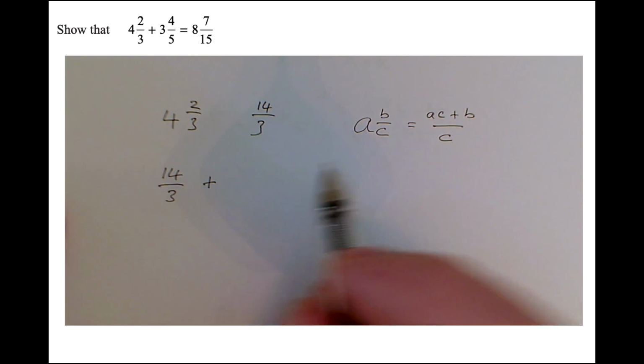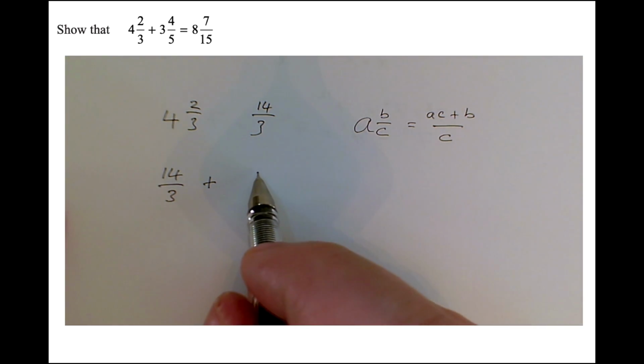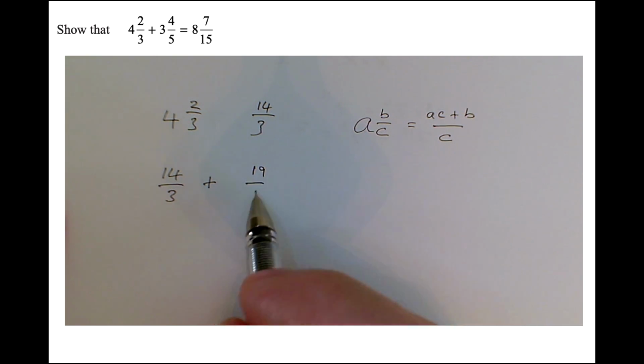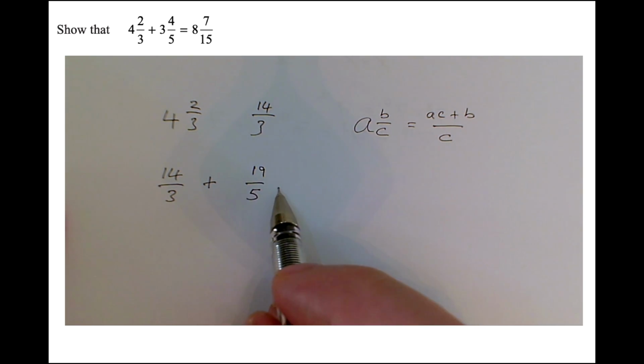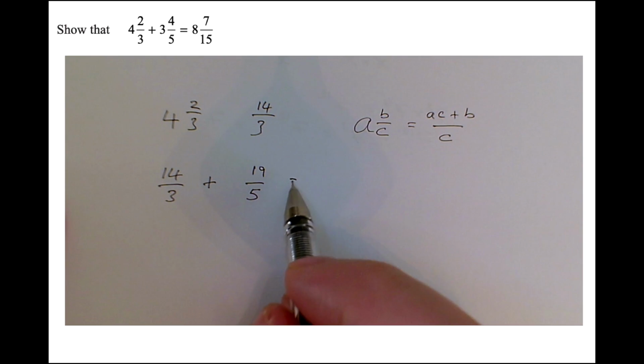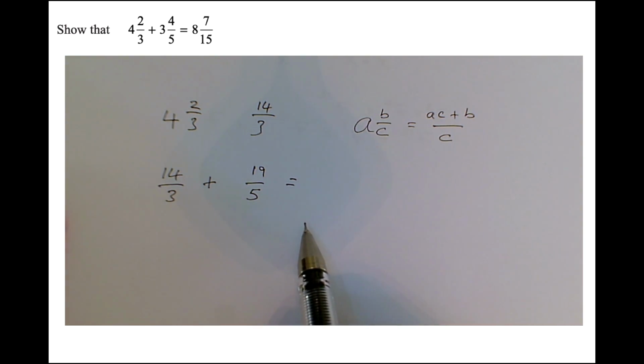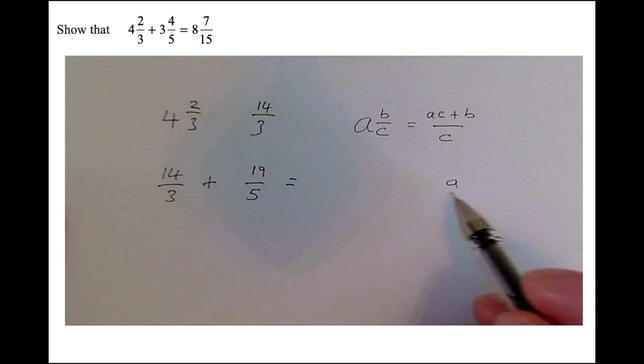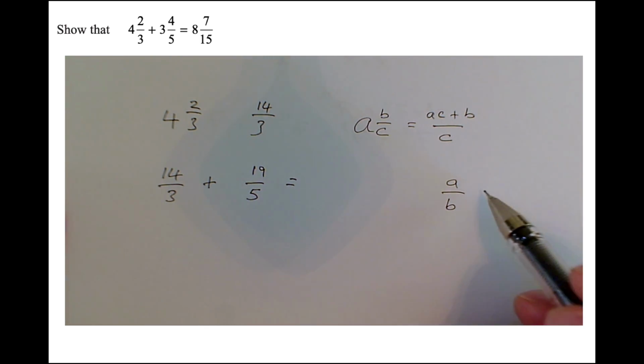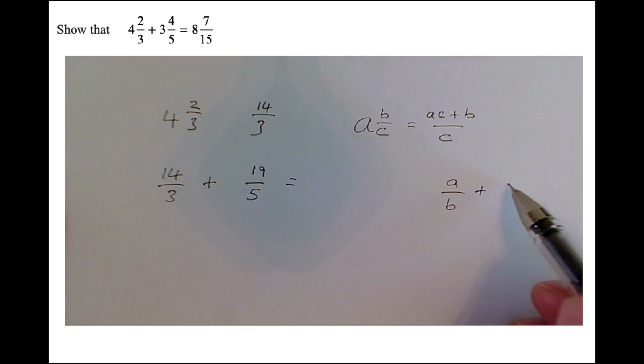Now for 3 and 4 fifths, we're going to do what? 5 threes are 15, plus the 4 is 19 over 5. And we've got to show that that equals 8 and 7/15. Well, we will convert 8 and 7/15 at the end of this section. But now let's focus on how do you add two fractions.